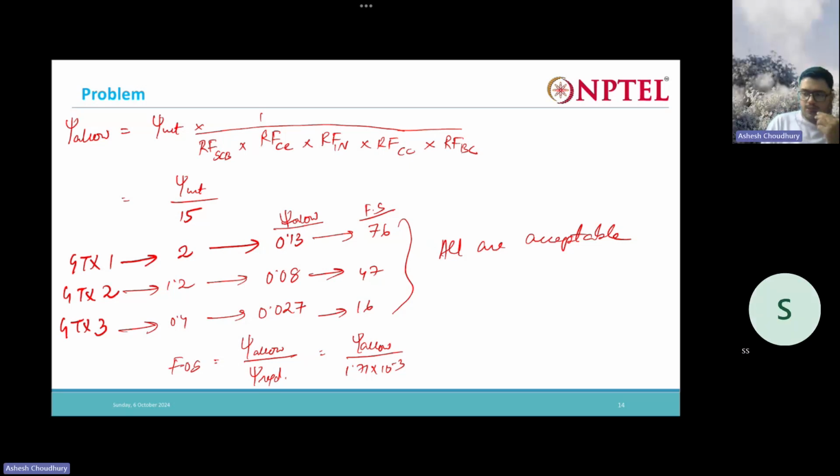Yeah, so as I was saying, we calculate these factors of safety, and then we check. We calculated and saw that all of these results are acceptable. So this was the flow criteria, the permeability criteria. Next, we have to check the retention criteria.